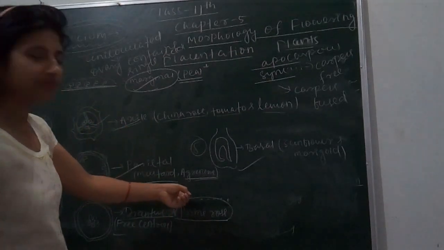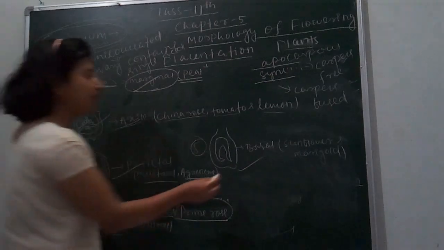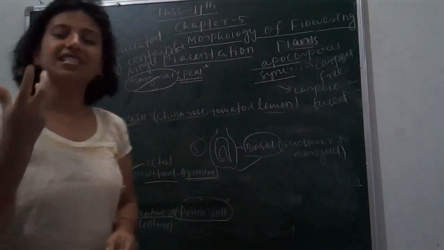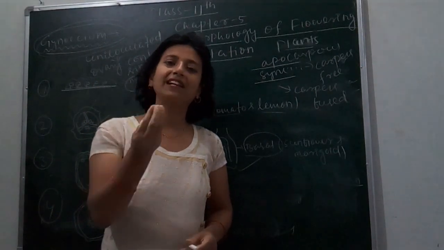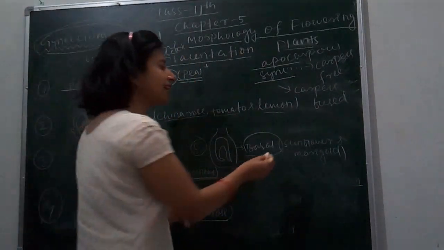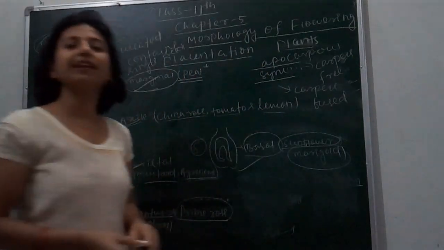Next is your basal. Basal means when the seed is directly attached to the ovary, or when the seed is directly formed from the basal part of the ovary. This type of arrangement of seed is seen in sunflower and marigold. You know very well about marigold, genda ka phool.